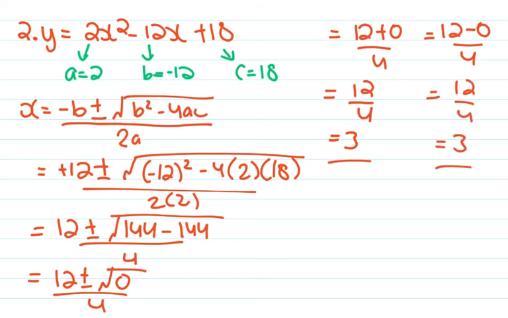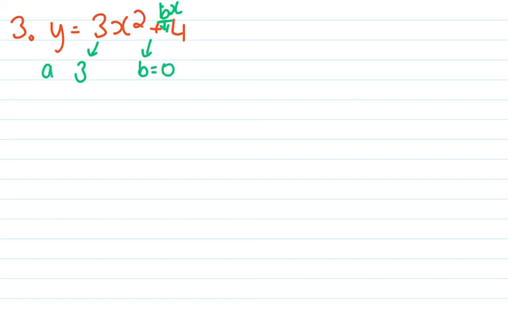So these zeros are both the same, meaning there's only one zero on this parabola, and that zero is 3. And the last example, number 3, y equals 3x squared plus 4. Let's identify what a, b, and c are. So a is 3. B, in this case, is missing. That middle term with the x goes right in here normally. So if b is not there, that means that b is 0. And c equals 4.